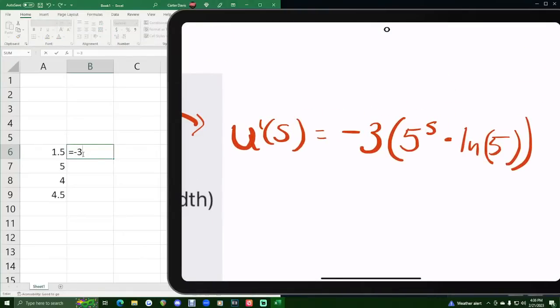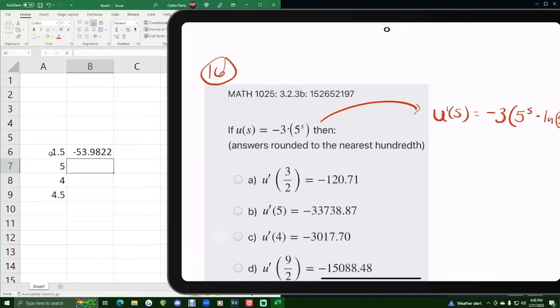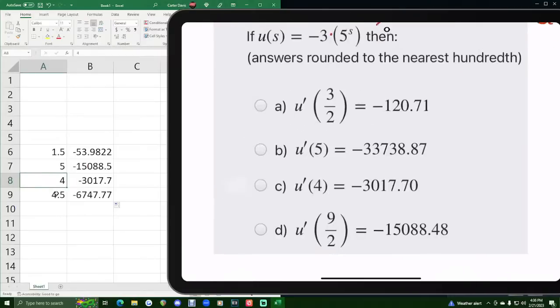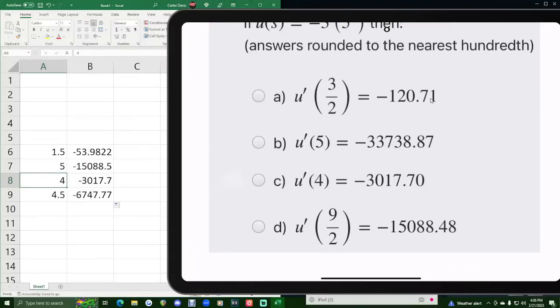So equals -3 times 5 to the s. So we'll click on that cell, times ln of 5. So we input the derivative, and where we saw s, we clicked on the s value. All right, so now what we're going to do is drag this down, and what it does is actually calculate all the derivative values at each of these s values. So when we scan through these values on the right, which one of them matches?